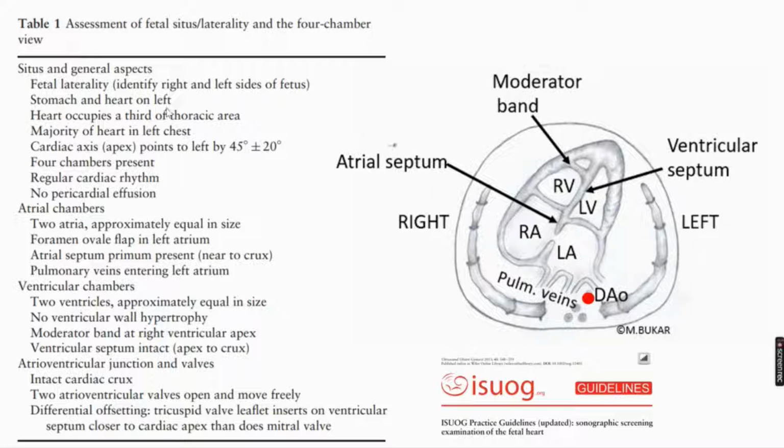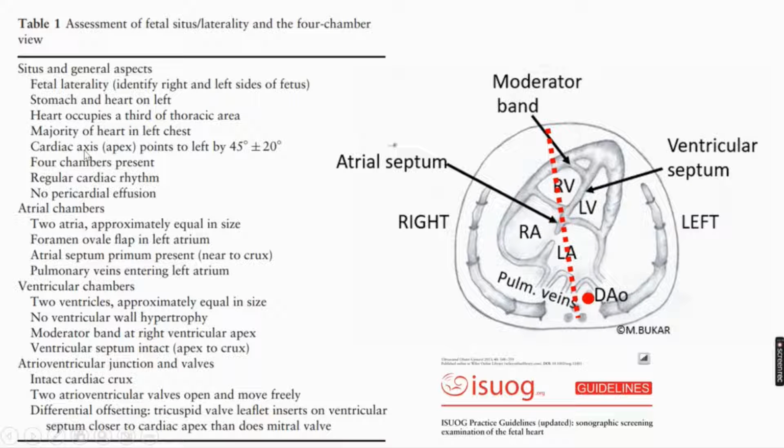This should be done after identifying the right and left sides of the fetus and not the other way around. The heart occupies a third of the thoracic area. We shall see that in real time. The majority of the heart is in the left chest. Note these levels. This is the spine. It is the descending aorta. So if we draw a line from the spine to the sternum, you realize that most of the heart is in the left chest.